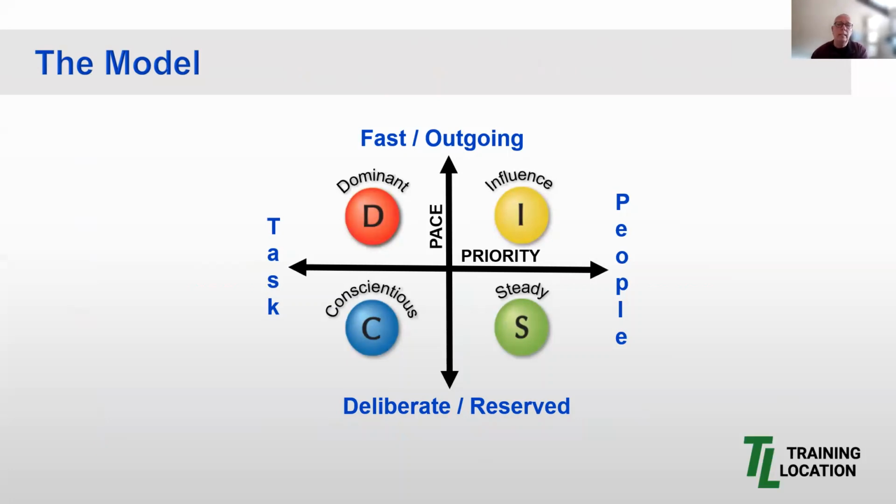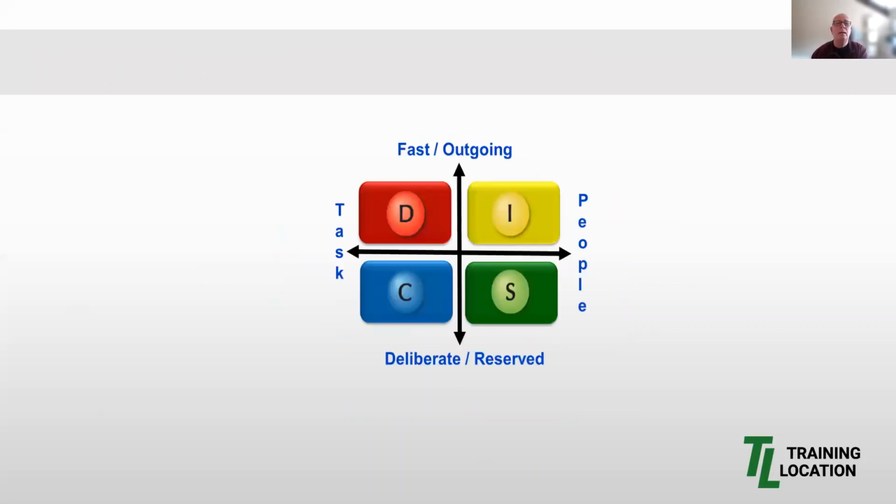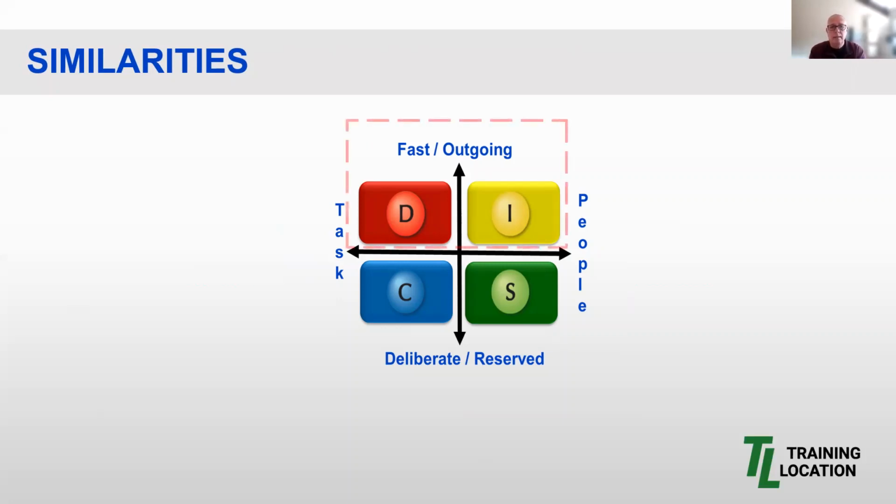Next, let's also look at an advantage of our grid by similarity and dissimilarity between styles. As you've now realized, each style shares pace or priority with 2 other styles. Let's focus on the similarities between types. Now let's focus only on the pace. The D and the I, highlighted, share a faster pace, more outgoing. Another way to put it is that the faster pace is shared by the D and the I. The C and the S, now highlighted, share a deliberate, reserved, more moderate pace.